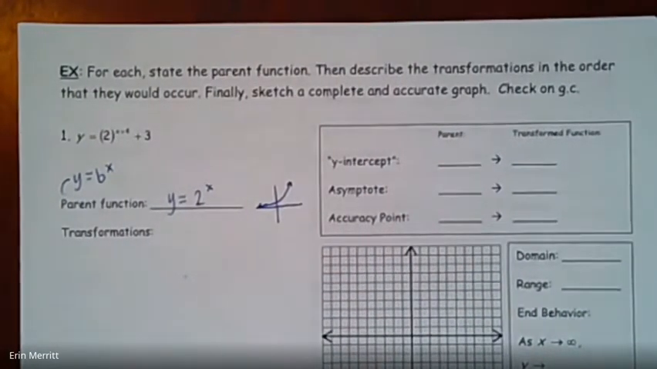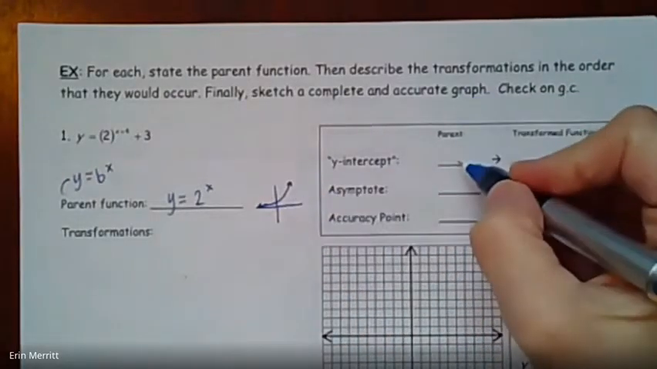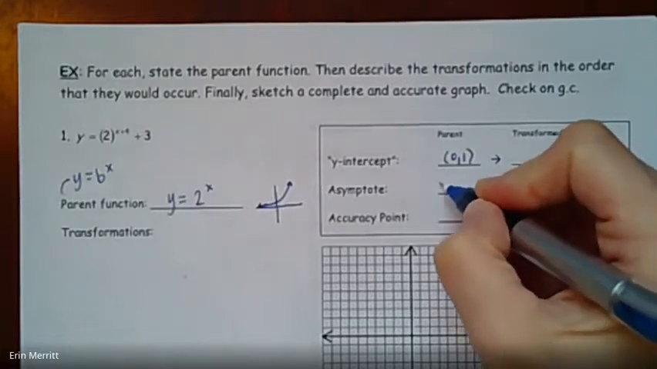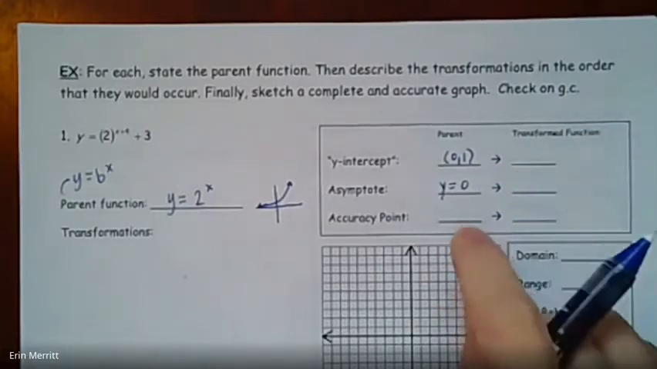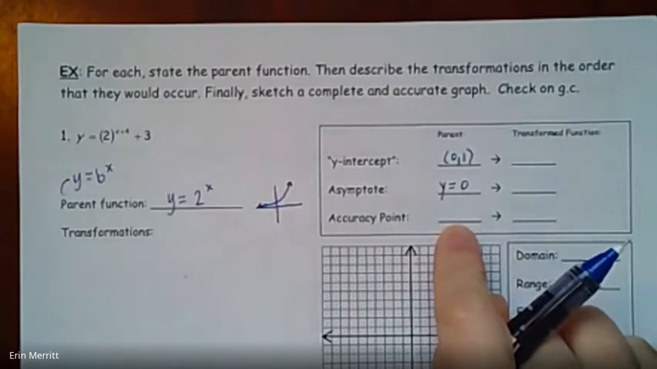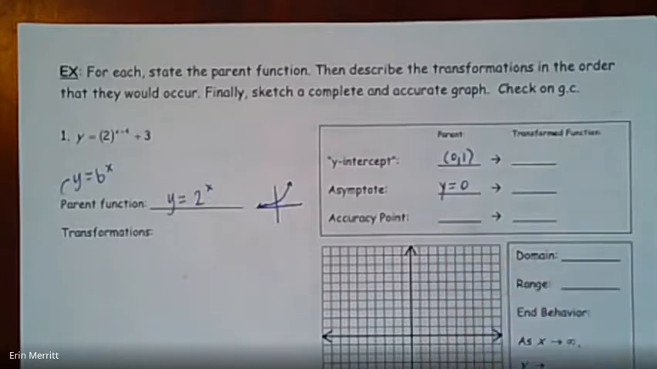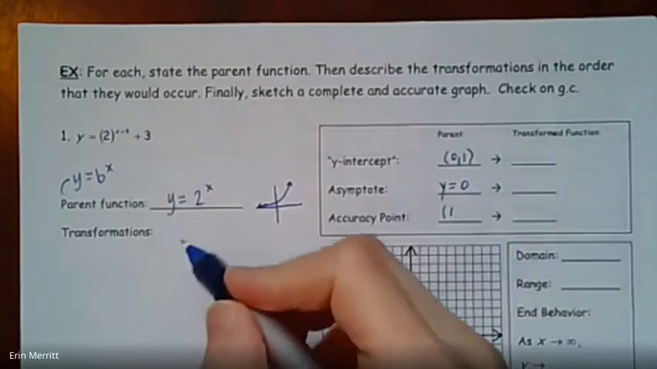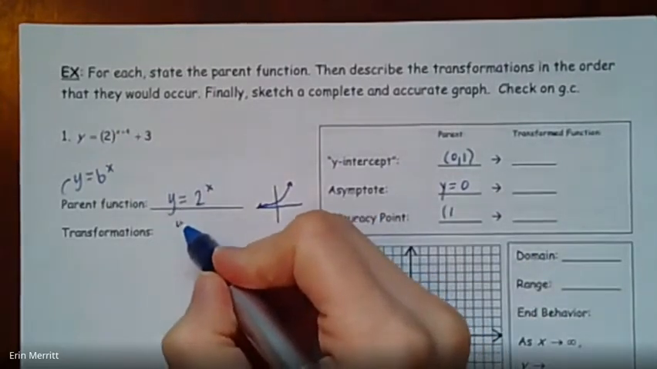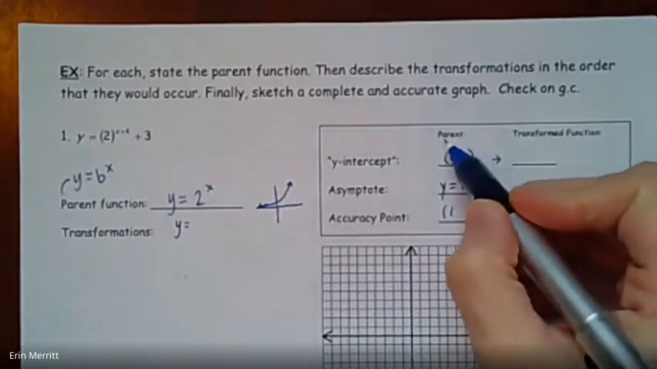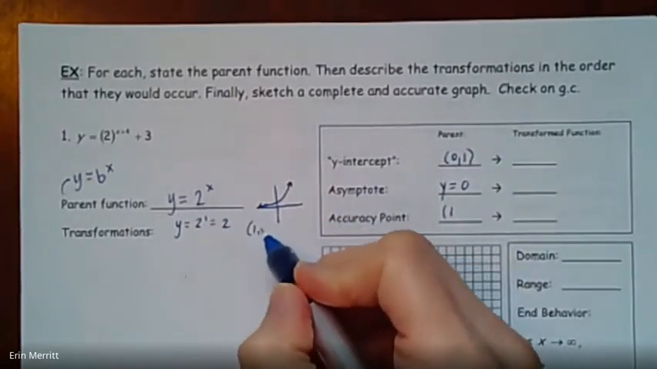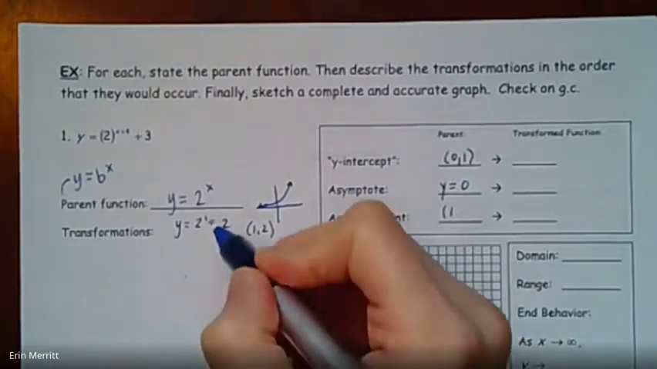So for the parent function, let's talk about the basics. The y-intercept is always at 0, 1. The horizontal asymptote is always the line y equals 0. And then as for an accuracy point, we said it's an extra point you're going to plug in and come up with. We can plug in like x equals 1 or x equals 2. I tend to just plug in a 1. So I would plug into this parent function, because remember, that's the parent there. So y equals 2 to the first comes out as 2. So that means the point 1, 2 would be on that graph, because here's your x, that's the y.